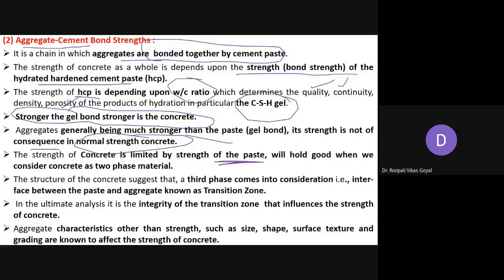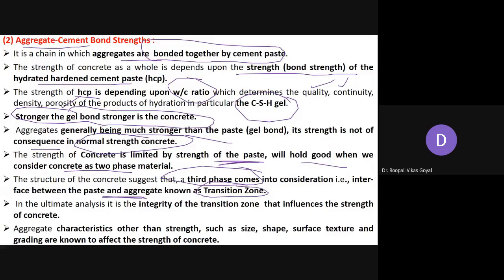Okay, and it is said that the strength of concrete is limited by the strength of paste, and this will hold good when we consider concrete as a two-phase material. We have considered that it is a two-phase material, but the structure of the concrete suggests that there is a third phase that comes into consideration. What is that third phase? That is the interface between paste and aggregate, because that is considered a transition zone where the weaker section comes in. So that is the weaker section.